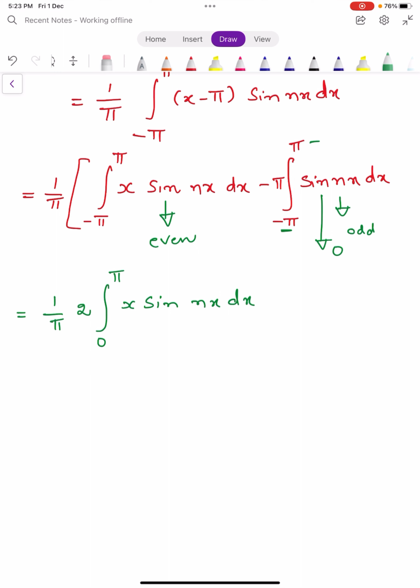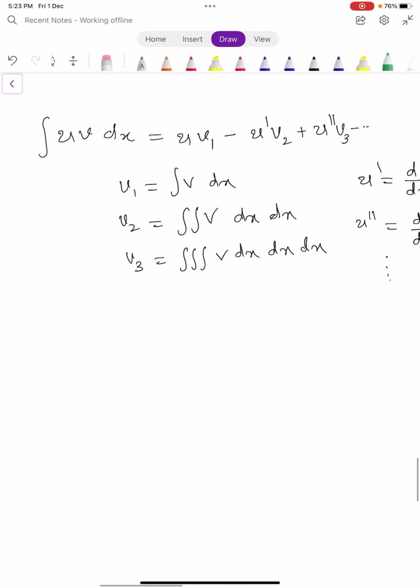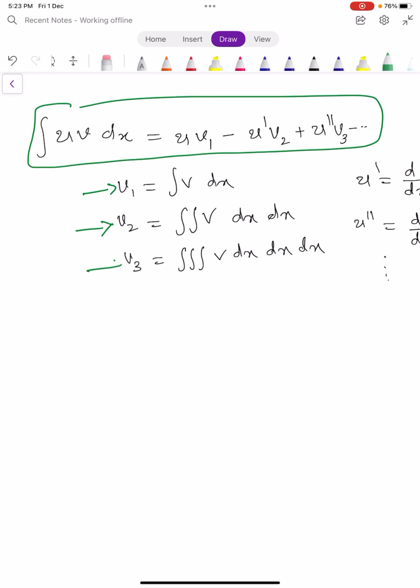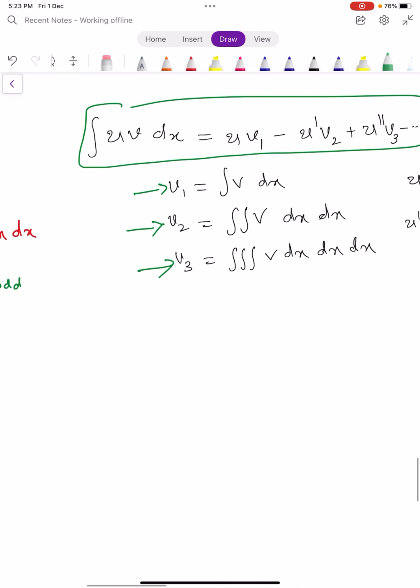By applying integration by parts, or Bernoulli's rule, the integral of uv dx is equal to u v1 minus u dash v2 plus u double dash v3 minus and so on, where v1 means the first integral of v, v2 means the second integral of v, and v3 means the third integral of v. And u dash means the first derivative, u double dash means the second derivative, and so on.